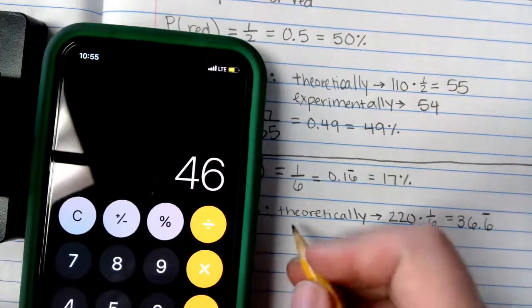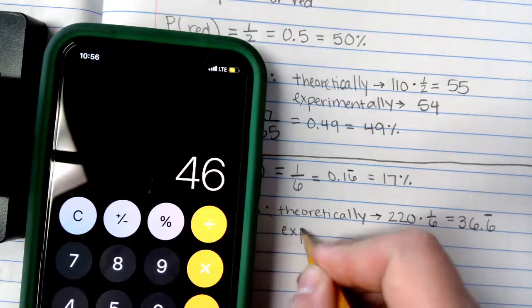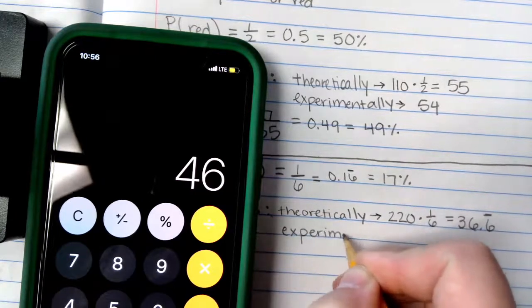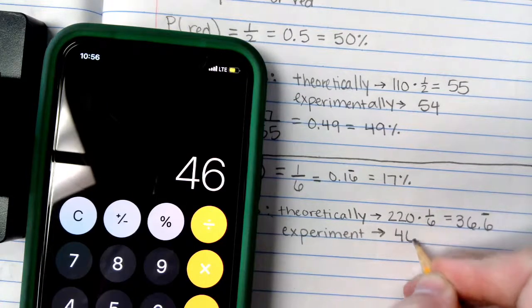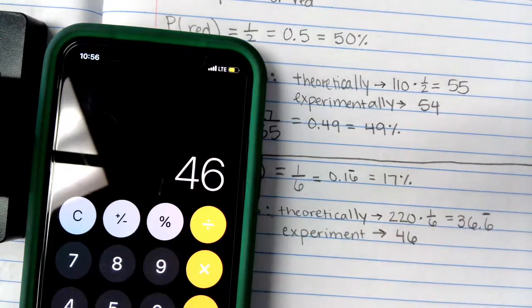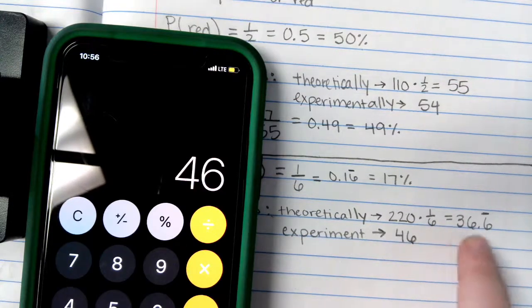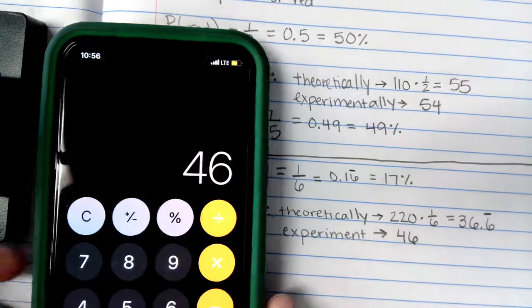So because we doubled our times that we're rolling our dice, when we find that percent, it might not be as far off as we're feeling it to be, because it's only 10 numbers, but we did it 220 times. So out of 220, 10 isn't as significant as it would be out of 110. So let's figure out our experimental probability. So 46 out of 220.